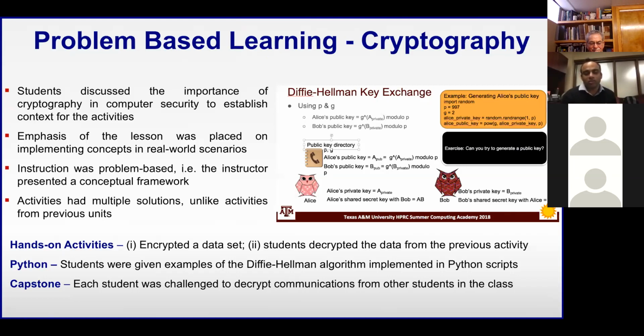They walked around and students could ask them questions. The interesting thing about this approach was each activity had multiple possible solutions, unlike previous units, and that led to some interesting data. So the hands-on activities in this study were encrypted data. Students had to encrypt a data set, and they decrypted the data from the previous activity. In terms of Python, students were given examples of the Diffie-Hellman algorithm implemented in Python scripts, and the capstone was that each student was challenged to decrypt communications from other students in the class using their own code.